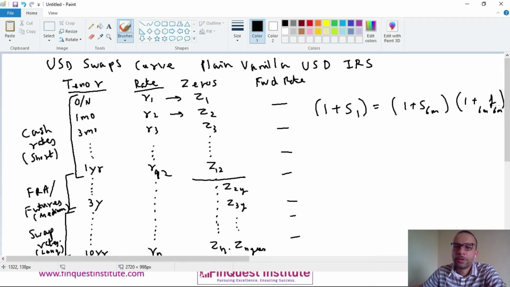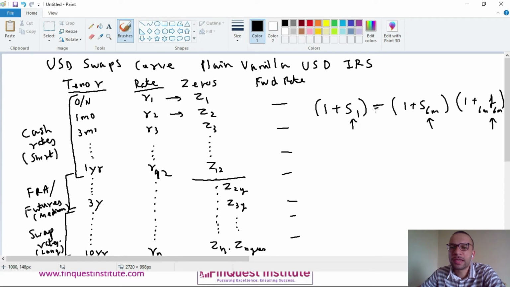So let's say S1 is my spot rate for 1 year, S6M is my spot rate for 6 months, and F6M6M is the implied forward rate which I have to calculate. Now, this is a no arbitrage calculation, and this equality should always hold.